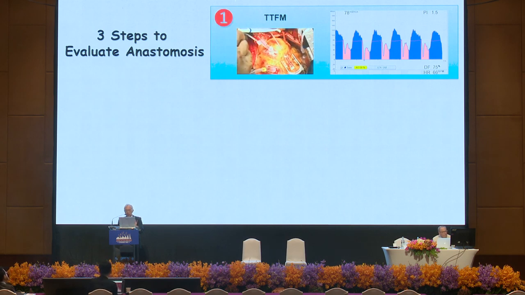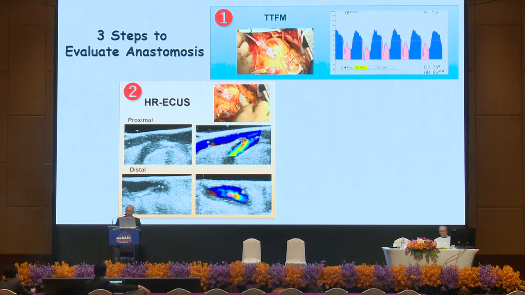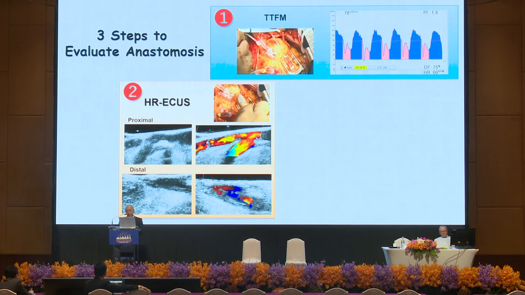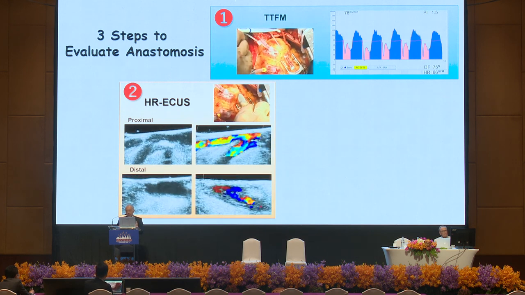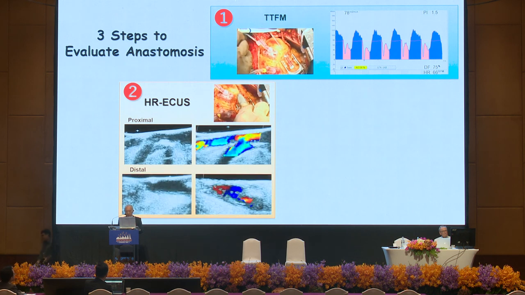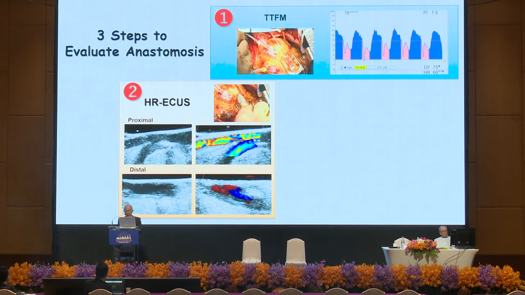So, three steps to evaluate the anastomosis. First, you perform transit time flowmetry. In this particular case, 78 milliliters per minute, very satisfactory. PI 1.5, diastolic filling 75%. Maybe you don't have to perform ECAS, but if you perform ECAS, you can get much more confidence. So actually, the graft is overriding the calcium plaque.